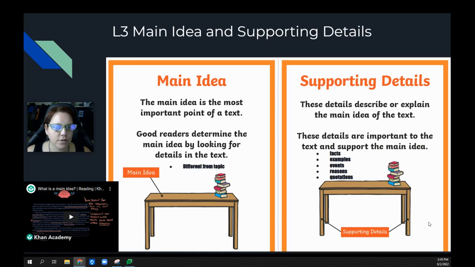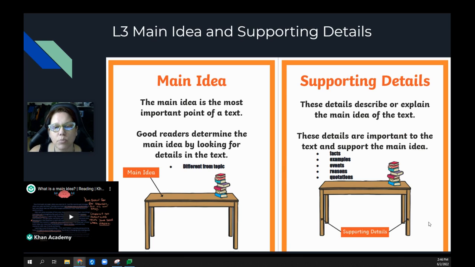All right, so for lesson 3, we are going to start talking about main idea and supporting details. So remember that the main idea is the most important point of a text. And now this is different than the topic. So good readers determine the main idea by looking for details inside of that text, okay? And then your supporting details are the details that describe or explain the main idea of the text.